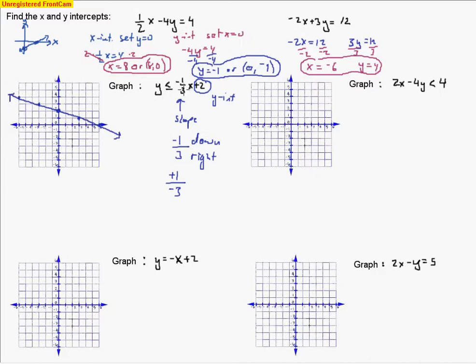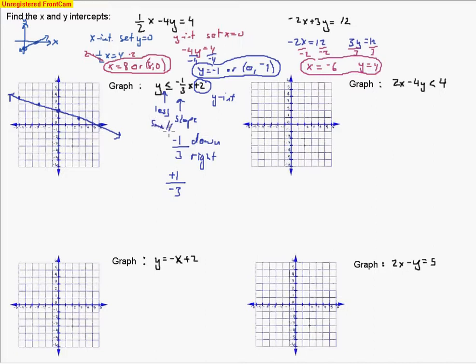Now, I had to be careful. Before I drew the line, I should have looked at the inequality sign. It says it's a solid line because it has an equals. So I did do that right, but I also need to shade. See, y is less. Less means smaller, so less means smaller y's.